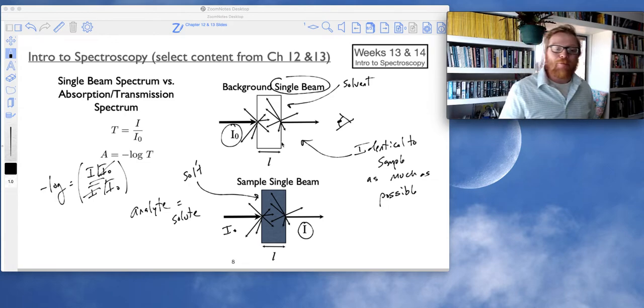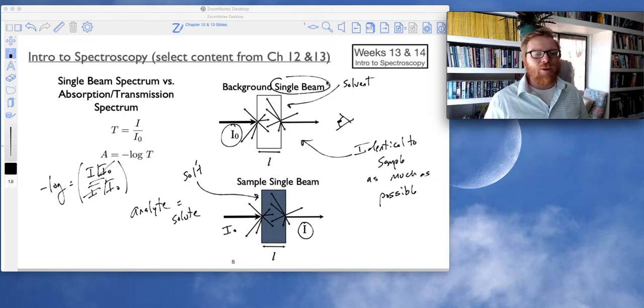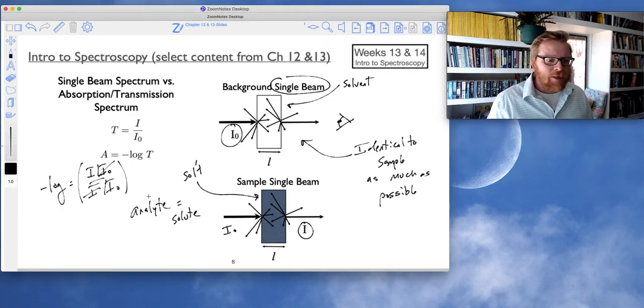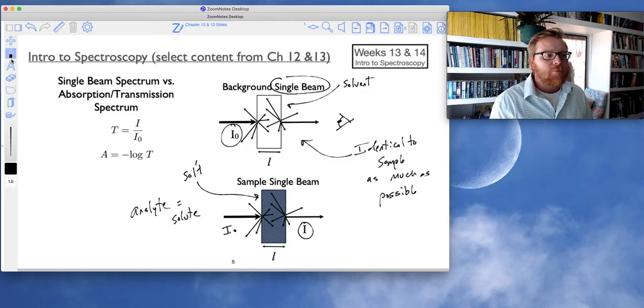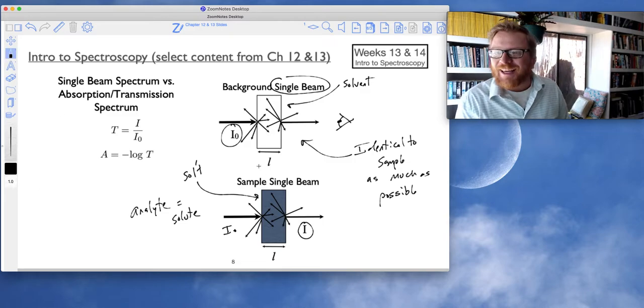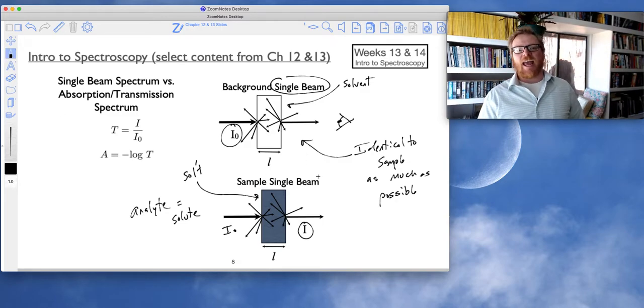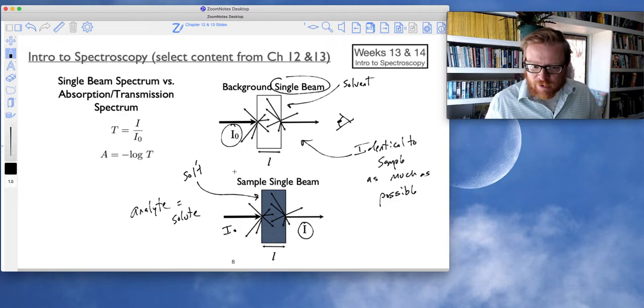So I wanted to come back to this slide. I was reviewing my video, and I wanted to explain this a little bit better because I did a pretty poor job explaining this. So I'm going to erase this, and I want to go back and really get into the details of this background single beam versus sample single beam, okay? Because I did not do a good job explaining that.